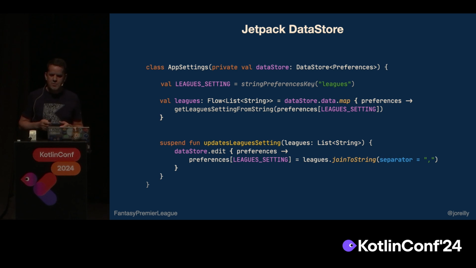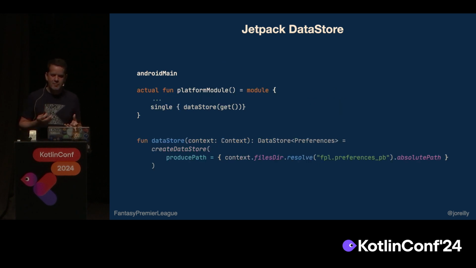And this is an example of it being used to store the particular fantasy league a user is part of. The DataStore object is injected into the constructor, again by Koin, with implementation again being created in platform-specific modules. We have methods to update the list of leagues, and also return the list as a flow, which can be observed.